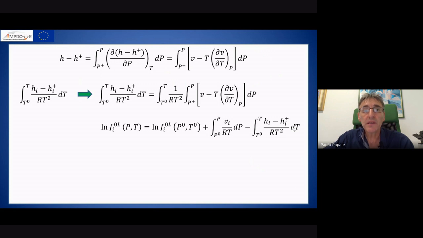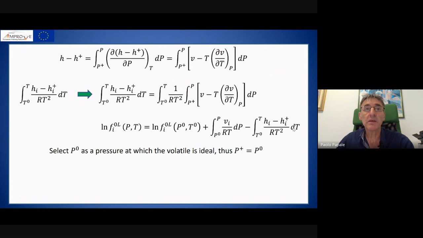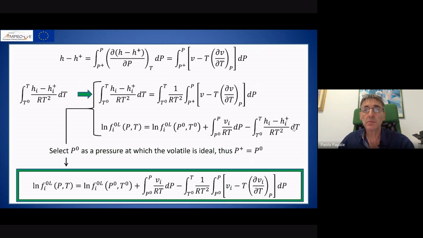Now replace the enthalpy term with the double integral, and in doing so, just select P0 as a pressure at which the volatile behaves ideally. That is, a pressure at which P plus and P0 coincide, and finally obtain an expression for the reference fugacity of a hypothetical pure dissolved volatile as a function of its molar volume only. That is what we were looking for.